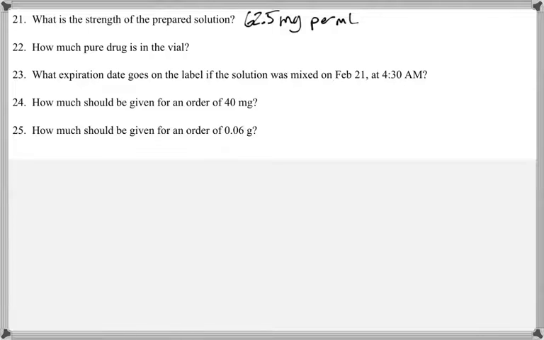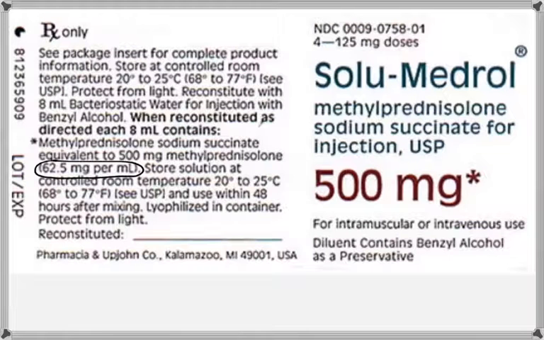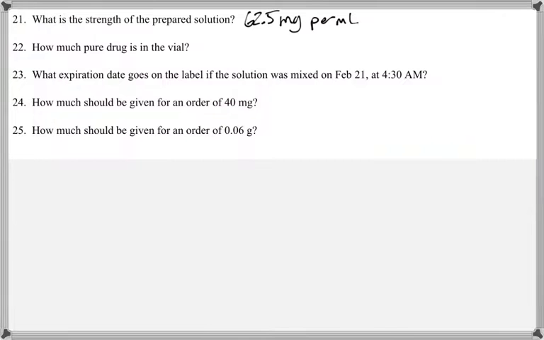22 says how much pure drug is in the vial. So how much total powder drug does this vial contain? And that's usually the number with the largest text size. So that's right here. 500 mg.